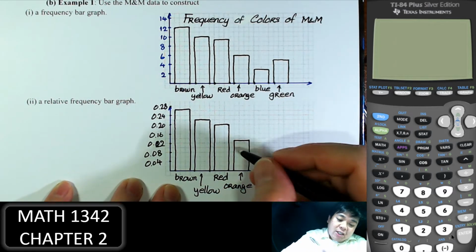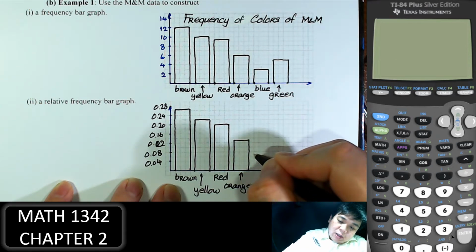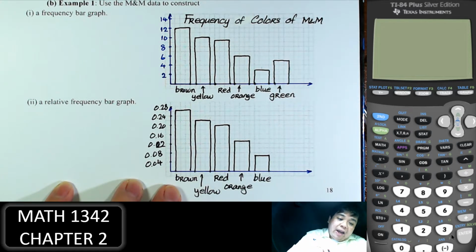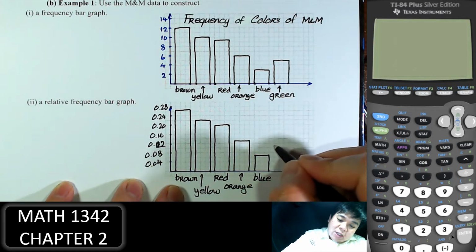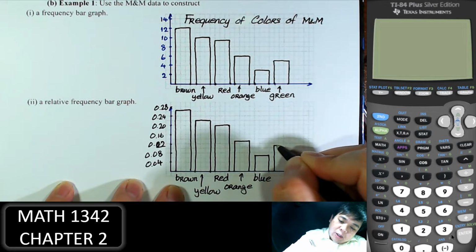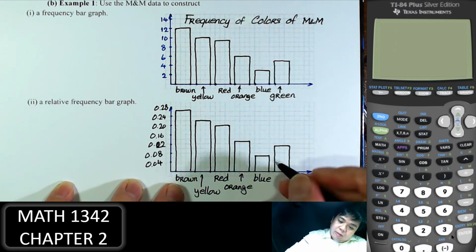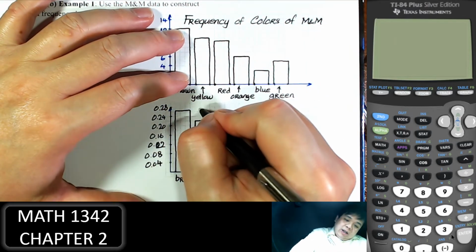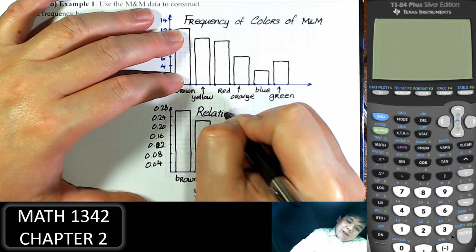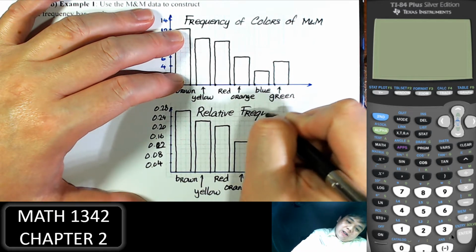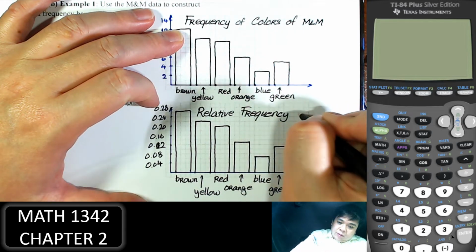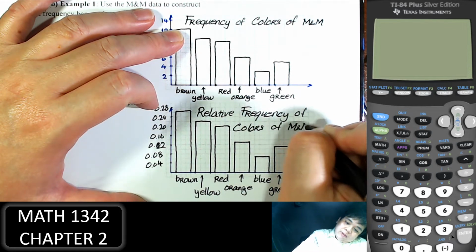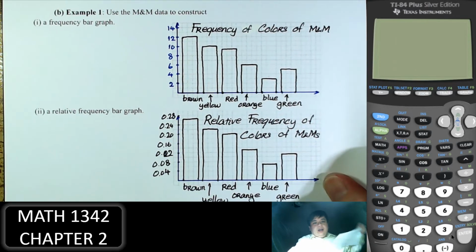Blue 6.67%. And then green 11.1%. Yeah, so we say relative frequency of colors of M&M. Right, so just that.